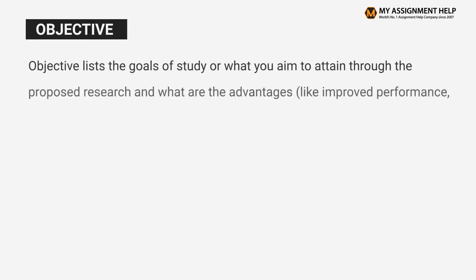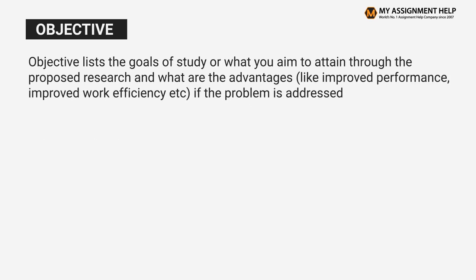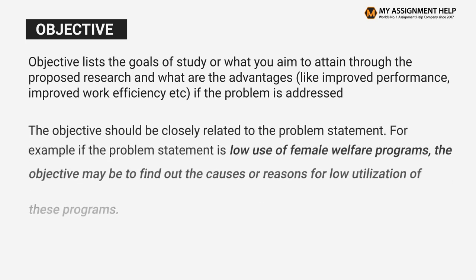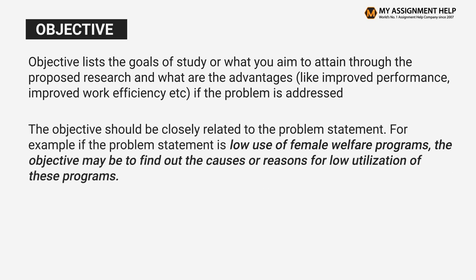Objective. The objective lists the goals of the study, or what you aim to attain through the proposed research, and what the advantages are if the problem is addressed. The objective should be closely related to the problem statement. For example, if the problem statement is low use of female welfare programs, the objective may be to find out the causes or reasons for low utilization of these programs.